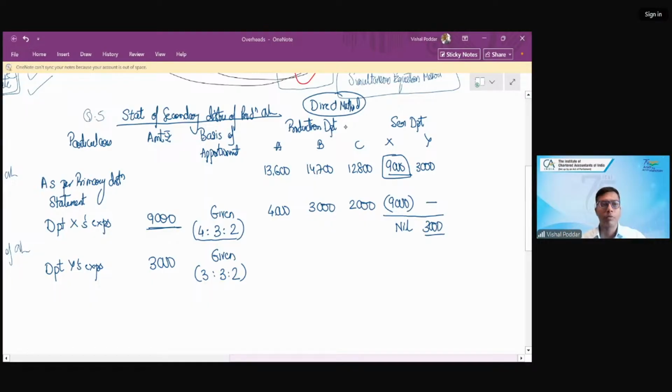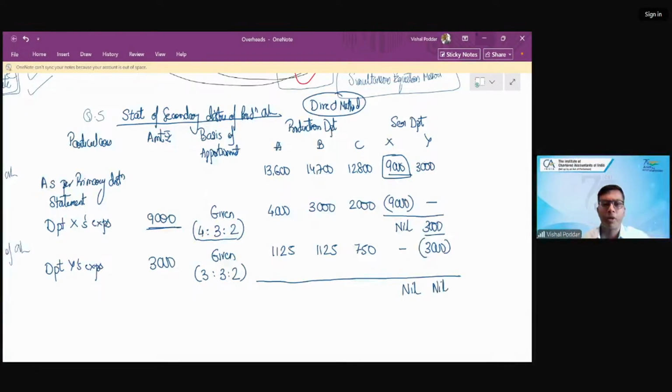That is 8. So 3,000 divided in the ratio of 3:3:2. Thank you, Ishwarya, good, you understood what I need. Ishwarya has already given me the breakup in this ratio. Nothing is given to X, so dash, and Y's 3,000 is divided. Now you make a total. Both the service departments are now exhausted because they have been distributed, and this is the final total of department A's overheads.